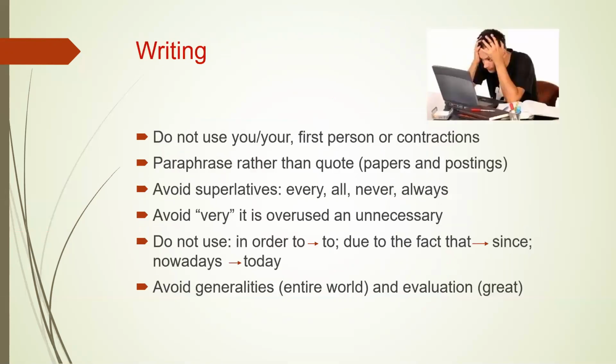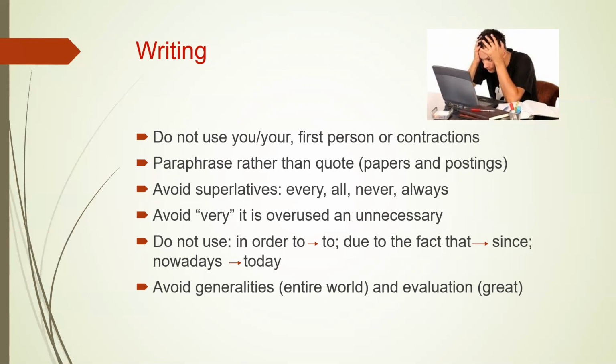So writing. In APA, you cannot use you, your, first person, or contractions. I've already told you that it's much better to paraphrase and summarize than to quote. Superlatives are rarely true and difficult to prove. Examples are every, all, never, always. If you say something like, veggies will never do this, how can you predict the future? If you say that it has always been this way, can you go back and prove it? So try to avoid superlatives.